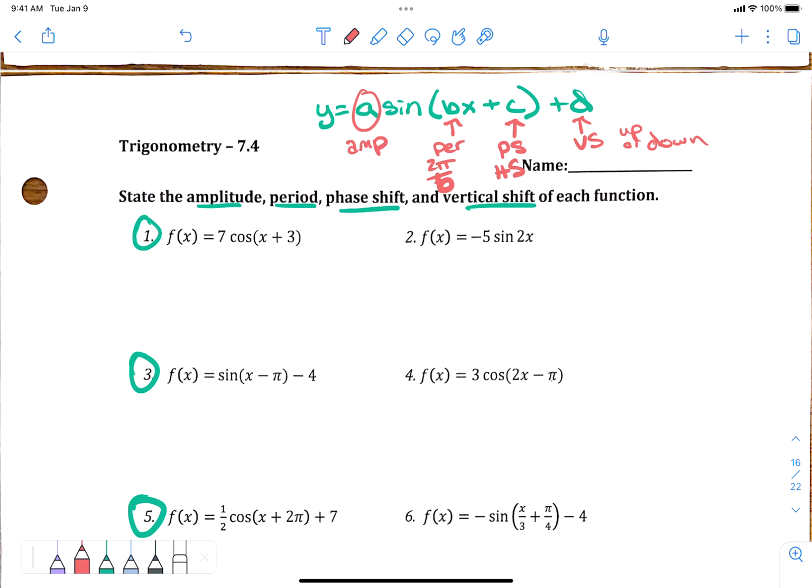Okay, so let's go through. We're just going to tell you amplitude, period, phase shift, and vertical shift. I don't want to be in this bedroom. Shh. I don't want to do this anymore.